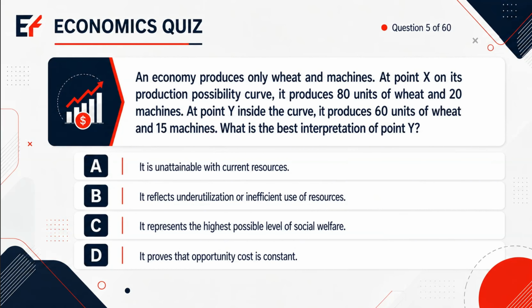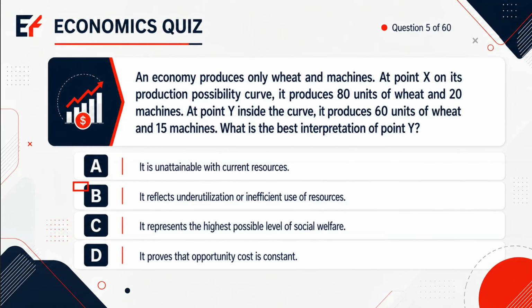A. It is unattainable with current resources. B. It reflects underutilization or inefficient use of resources. C. It represents the highest possible level of social welfare. D. It proves that opportunity cost is constant. The correct answer is B.